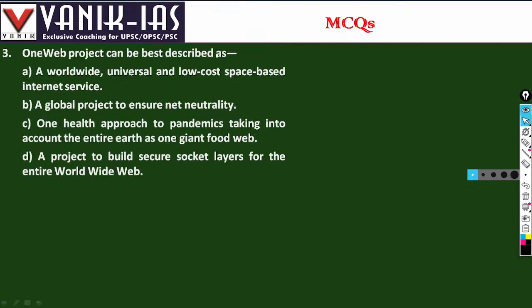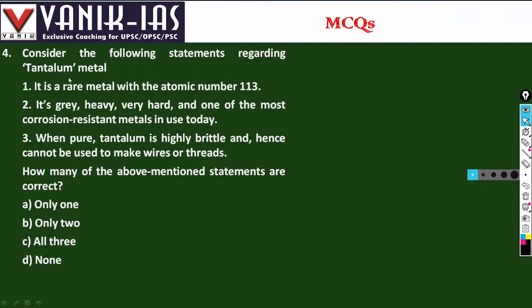OneWeb project can be best described as a worldwide, universal, and low-cost space-based internet service. So A is the right answer. Consider the following statements regarding the tantalum metal. It is a rare metal with the atomic number of 113. Tantalum's atomic number is not 113; it is 73. It is grey, heavy, very hard, and one of the most corrosion-resistant metals used today, right. When pure, tantalum is highly ductile and hence can be used to make wires and threads. Only two is correct, and one and three are incorrect. So how many are correct here? Only two is correct. So only one, because options one and three are incorrect.